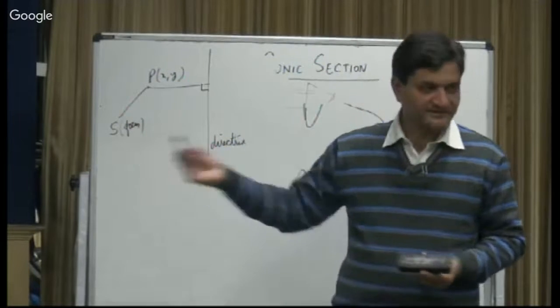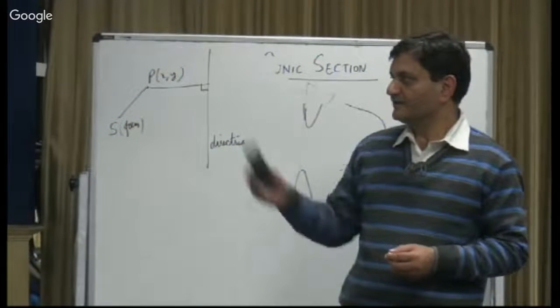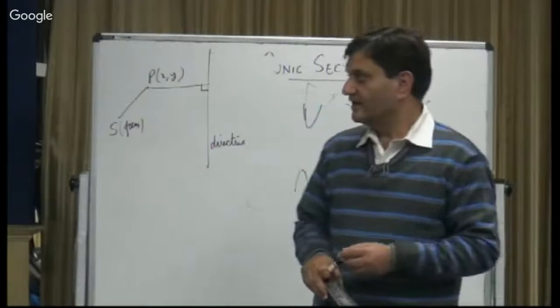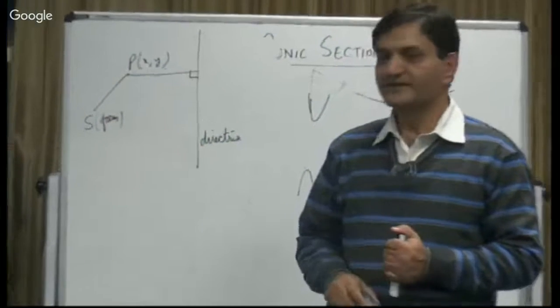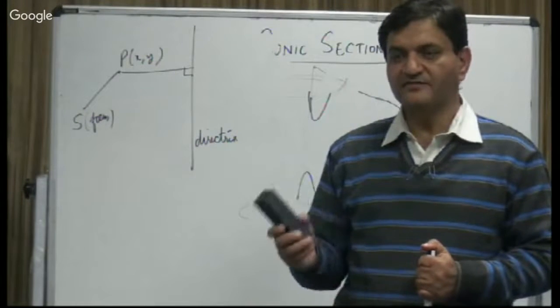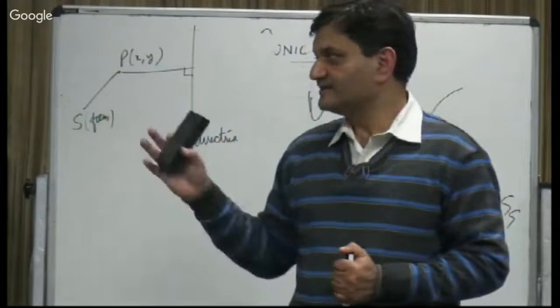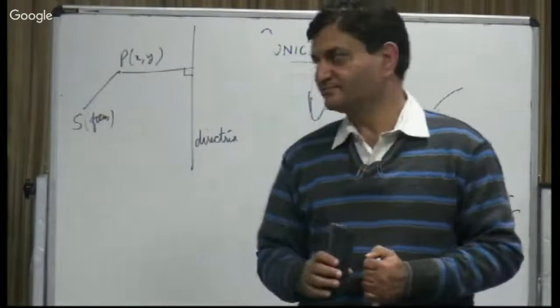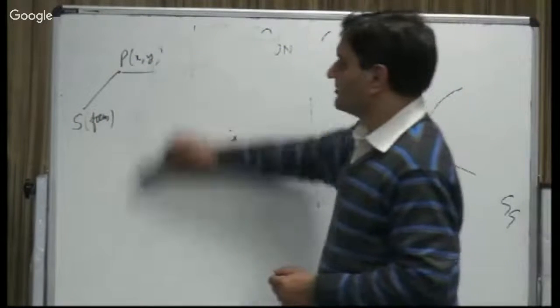Now, next. The definition of parabola is: a parabola is a locus of a point which moves in a plane so that the distance from a fixed point called focus is always equal to its distance from the fixed line known as directrix, and hence eccentricity is equal to 1. Now we come to standard forms of parabola.